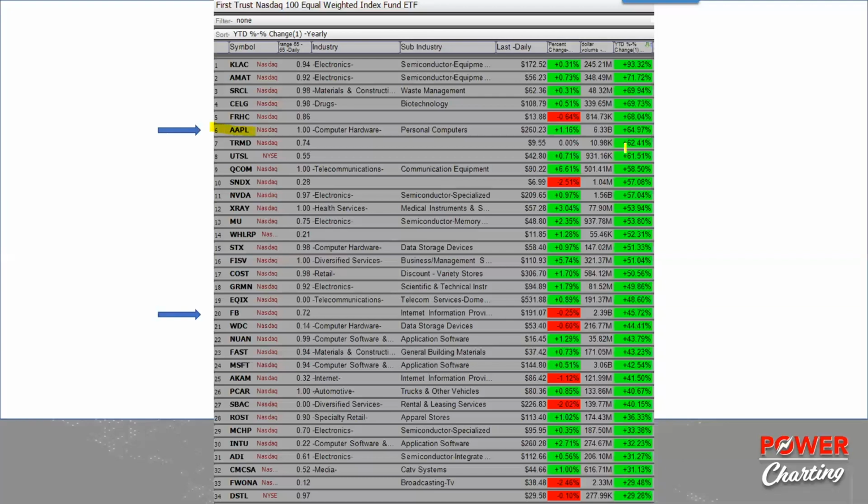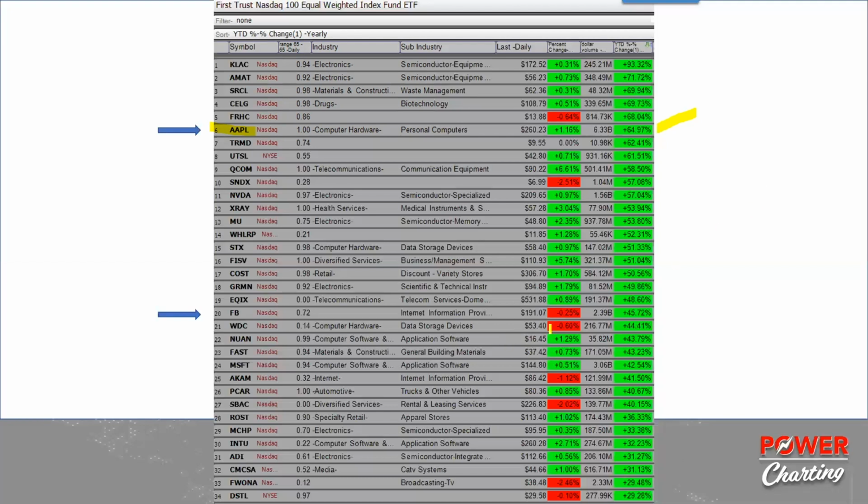As you can see here, look at this, 64.97% return in Apple in 2019 year to date. So Apple is the big contributor not only to the Nasdaq 100 because it's the largest cap name, but it's also the biggest and best FANG stock. And ironically, I don't believe it's in FDN.